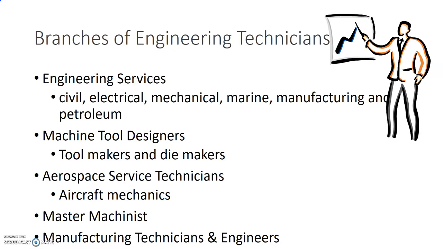And again, this is not just for the sake of a paper. This is for the sake of eventual projects that we personalize down the line. For example, engineering services. You could be in a service-related engineering type role to include civil, electrical, mechanical, marine, manufacturing, petroleum. Now, when you're in that type of role, you're a support unit for any number of different types of industries. That's going to be up to you to define.